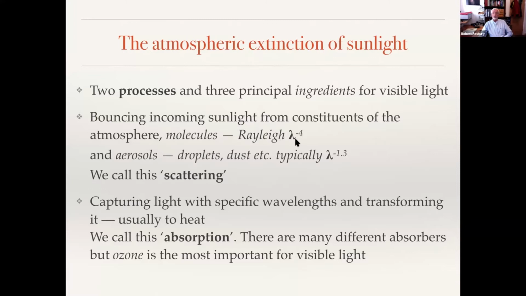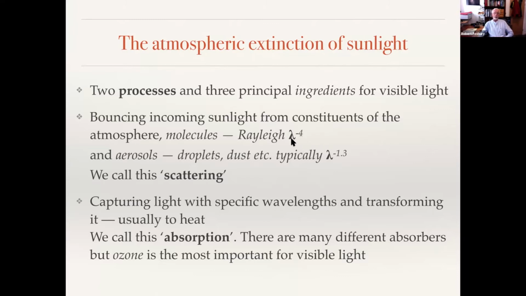Rayleigh scattering depends very strongly on the wavelength of light. It depends to the fourth power of the wavelength. So as you go to the blue, the scattering gets stronger very, very rapidly. It's about a factor of 10 stronger at the blue end of the spectrum than it is in the red end of our visible spectrum.